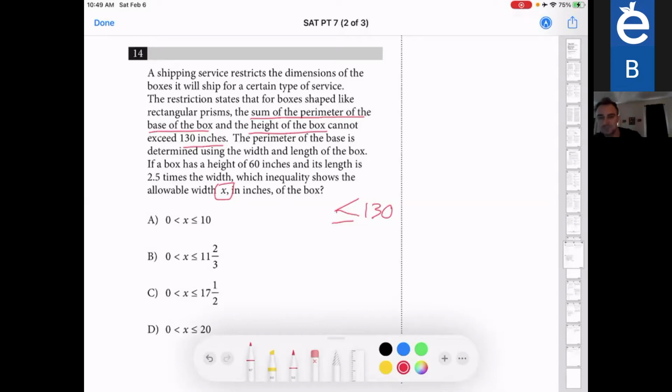Let's see. So let's try and make some statements out of what we're given here. So the box has a height of 60 inches. So let's say h is equal to 60, okay? And its length is 2.5 times the width. We're calling this width x here. So length, we'll say, is equal to 2.5 times the width, which is x. So L will be equal to 2.5x.